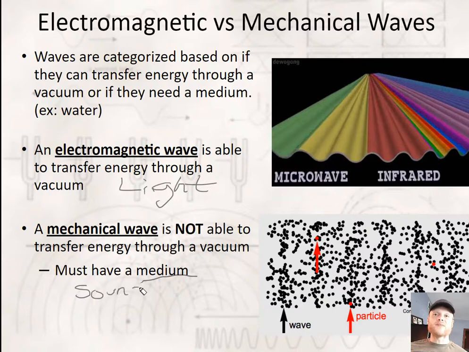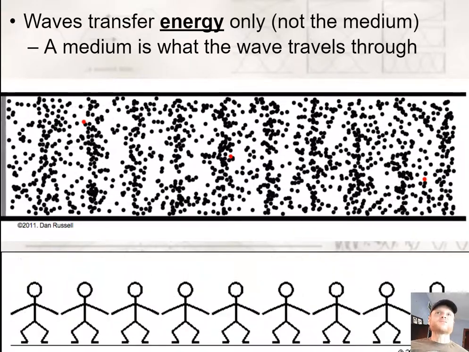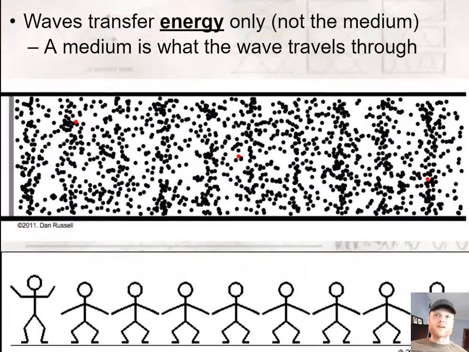If we were in the vacuum of outer space and I started talking to you, it would sound like this. And so that is really the big difference between a mechanical wave and an electromagnetic wave. An electromagnetic wave can travel through a vacuum. A mechanical wave cannot. When a wave moves through a medium, it transfers only the energy, not the actual medium through which it travels.